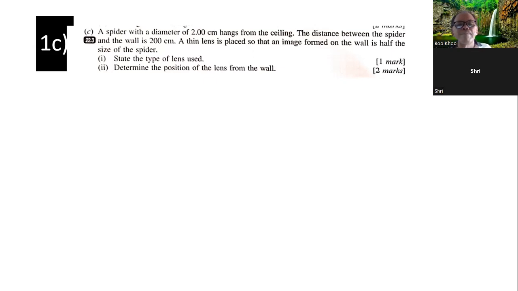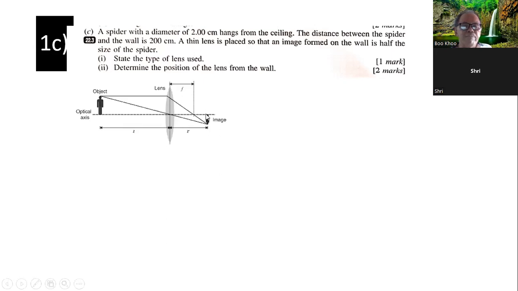Can do. Basically, we have done this exercise in your revision book. It's actually done there already. I have a picture. What is the answer? The image is on the wall, so the wall is here. There's your spider. There's your lens. There's your focal length. Know how to sketch also. This one roughly shows you how to sketch.